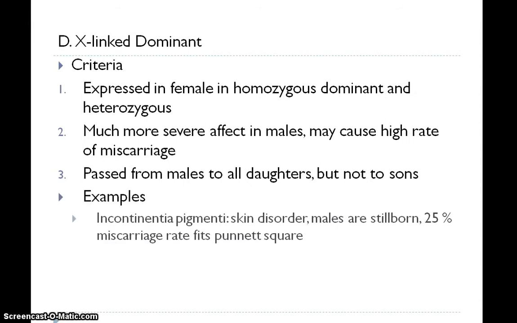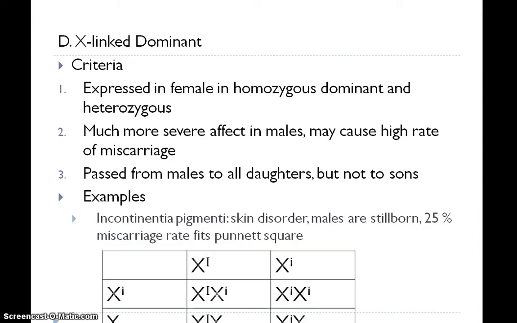Here's an example of a disease called acanthagia pigmenti. This is a skin disorder. When this happens, males are often stillborn. This shows a 25% miscarriage rate that fits the Punnett squares for a dominant male trait. X, big I, Y. You can see it there kind of at the bottom of the screen.